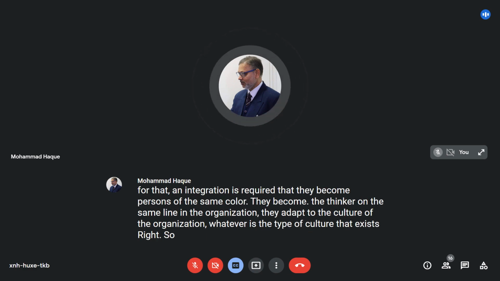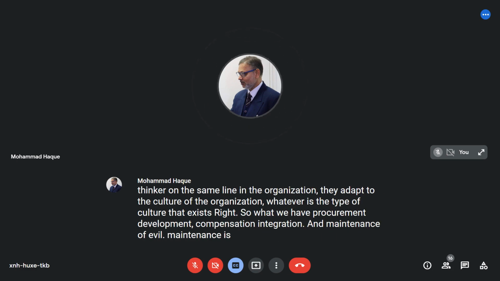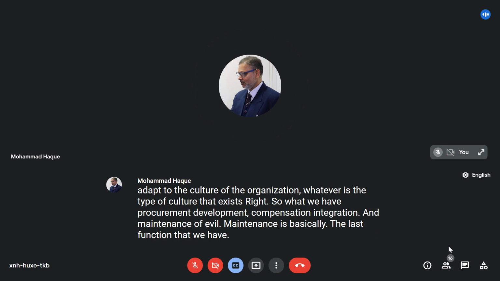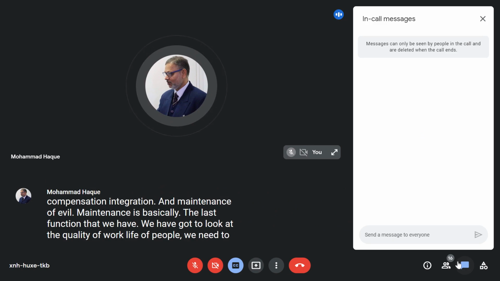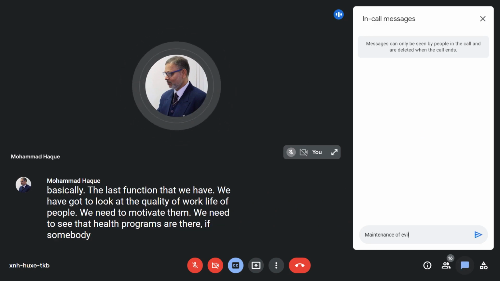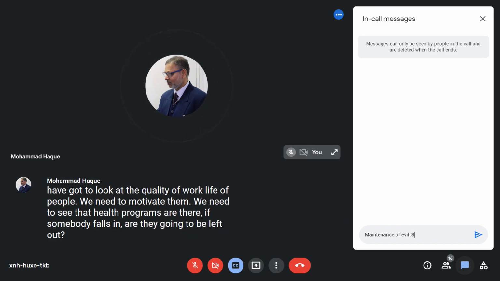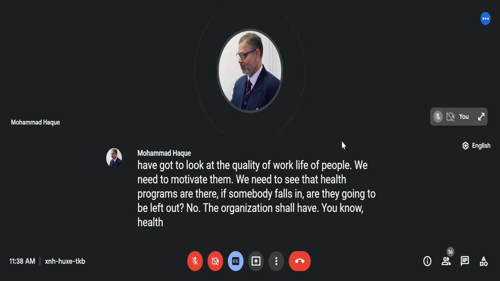Right? So what we have: procurement, development, compensation, integration, and maintenance of people. Maintenance is basically the last function that we have. We have got to look at the quality of work life of people. We need to motivate them. We need to see that health programs are there. If somebody falls ill, are they going to be left out? No, the organization shall have health programs. They must have medical benefit schemes.